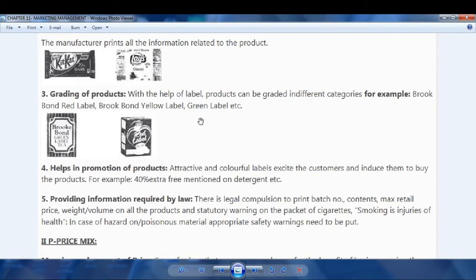And if it's a product which is injurious to health, like on the packet of cigarettes or on alcoholic products, the government has made it compulsory to write "Smoking is injurious to health." In case of hazardous or poisonous material, an appropriate safety warning needs to be put. All these are compulsory from the government, and all these are done in the labeling. Therefore, the fifth function is providing information required by law.